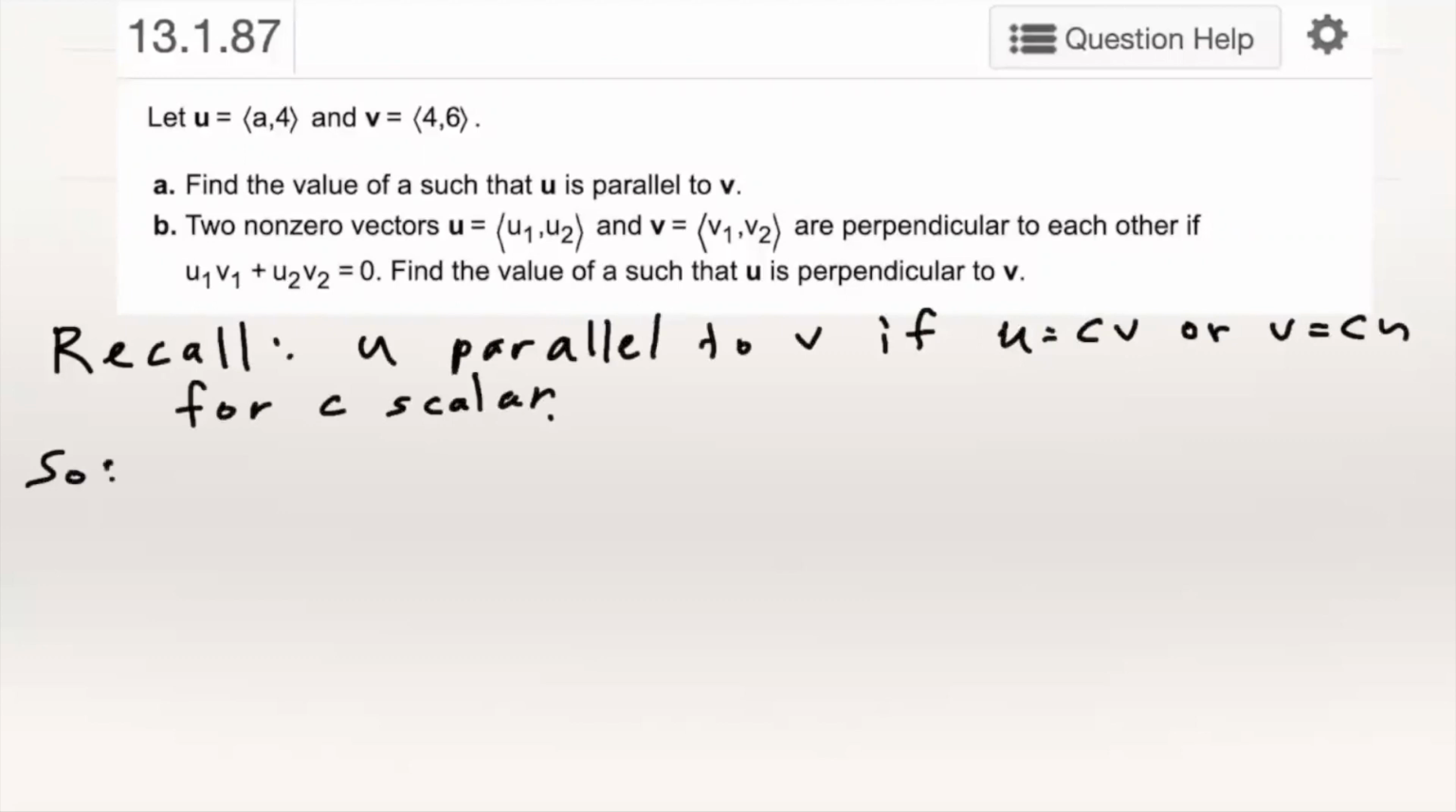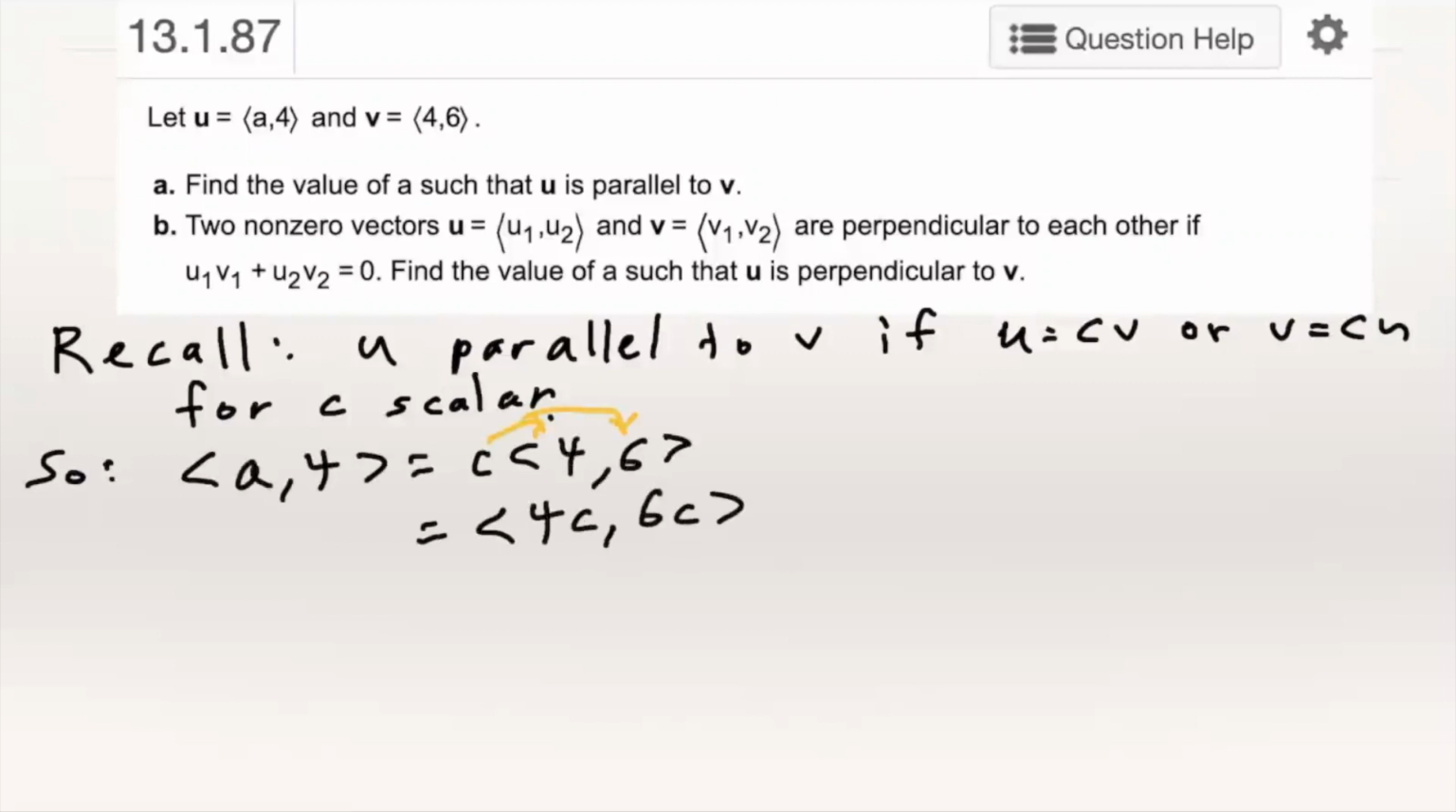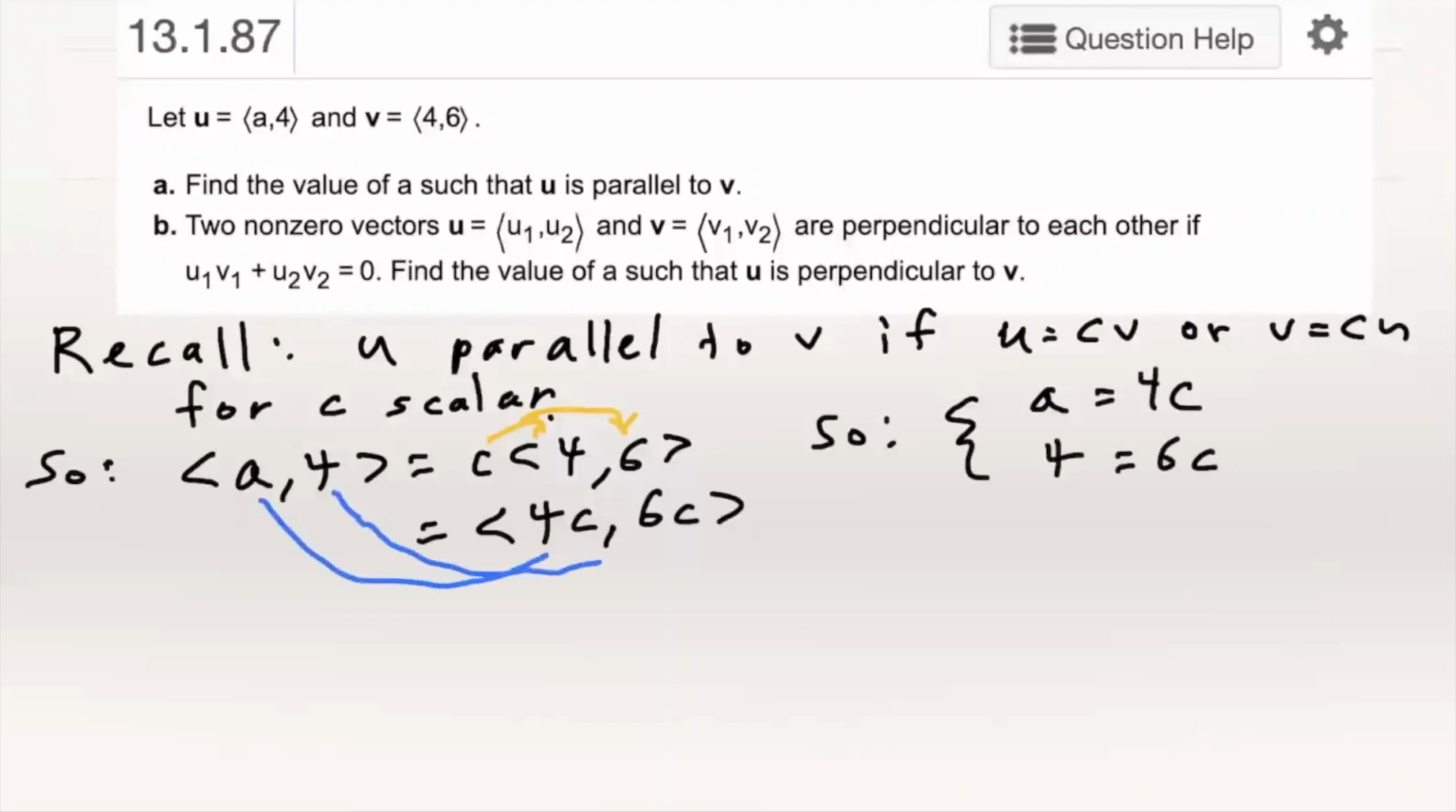So what we want is that (A, 4) is equal to C times (4, 6) for some scalar C. Well, scalar multiplication distributes, so that's the same as being equal to (4C, 6C). And two vectors are equal if and only if their respective coordinates are equal. So what we can conclude from this is that A is equal to 4C and 4 is equal to 6C, since for these to be equal, A must be 4C and 4 must be 6C. And this is a system of equations that we can solve.